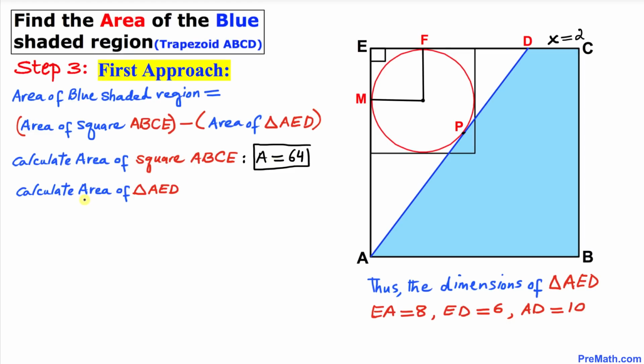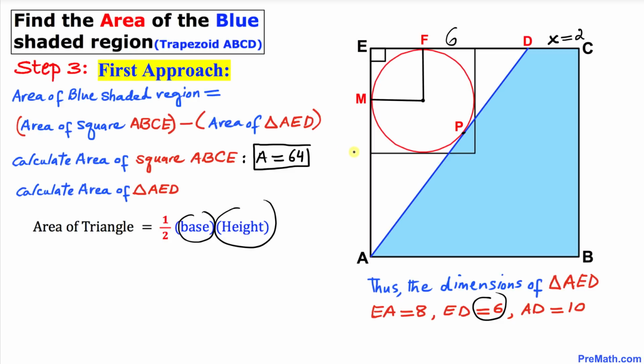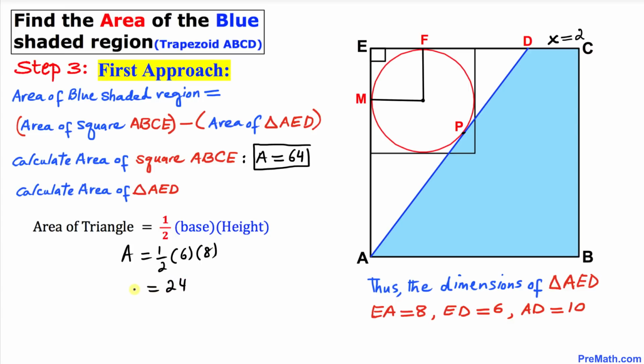And now let's go ahead and calculate the area of this triangle AED. And here's the area of a triangle formula: half times base times height. In our case, base is simply ED, this one, 6, and this height is 8. So let's go ahead and fill in the blanks. So area turns out to be a half times base 6 times height 8. If we simplify that, that is going to give us 24. A turns out to be 24.